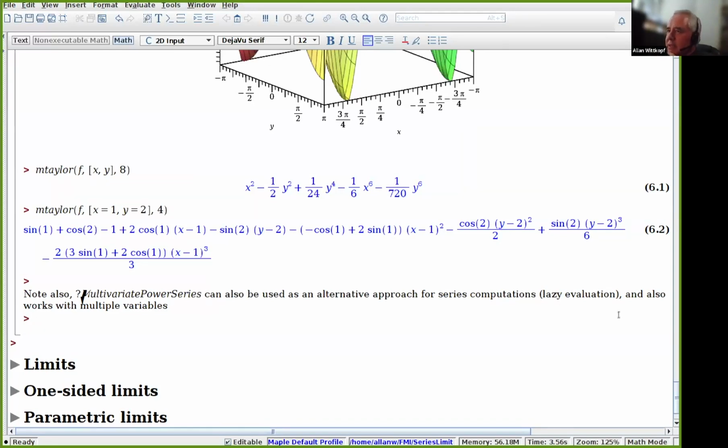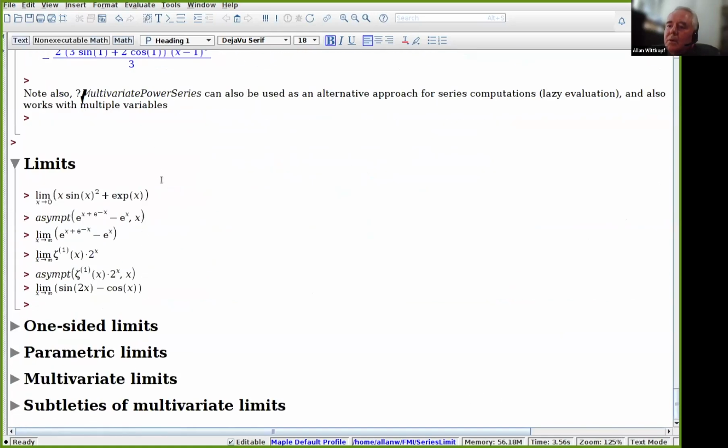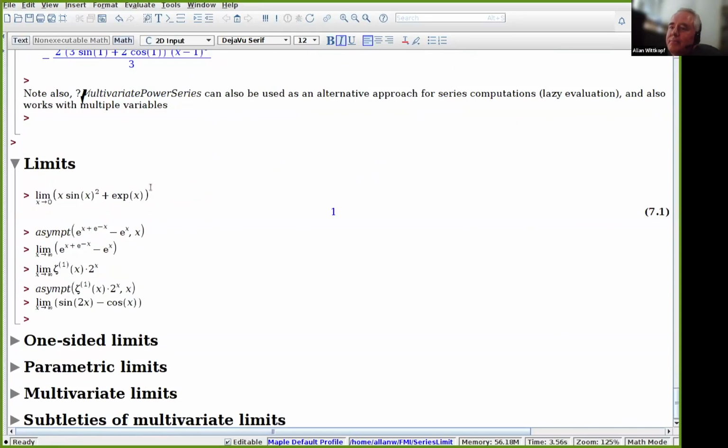Now on to the second part, limits. We'll start with a nice simple one, something that's equivalent to just the evaluation. We're just finding the value of this expression as x goes to 0.